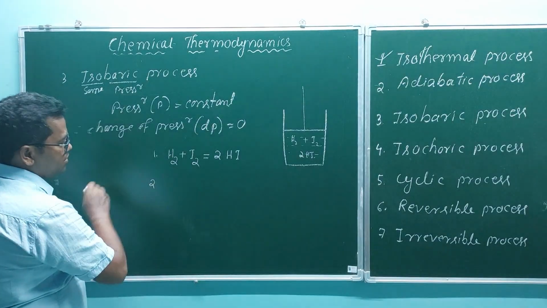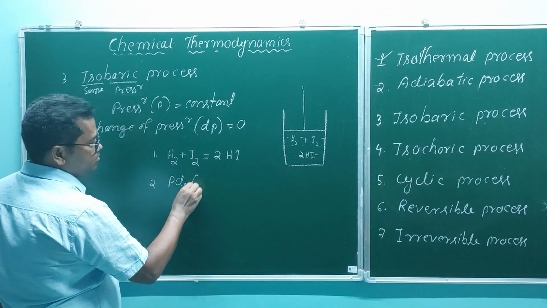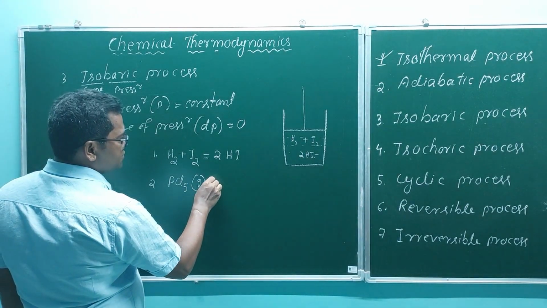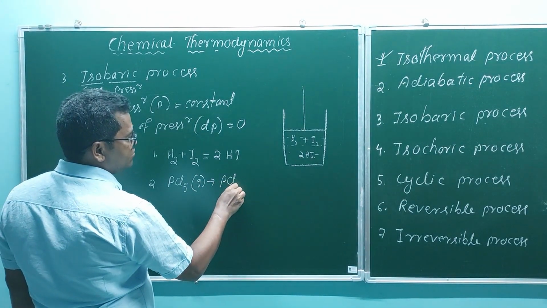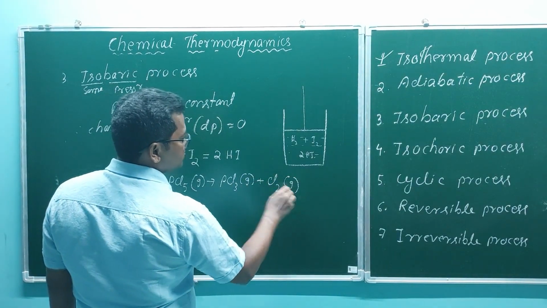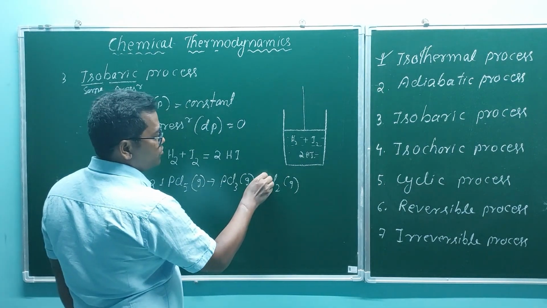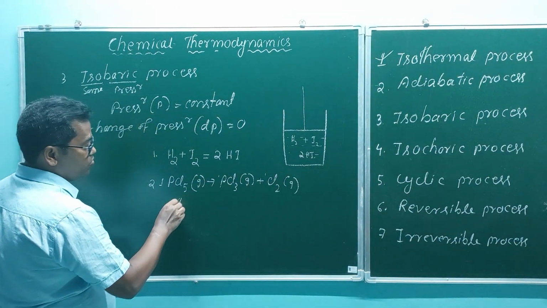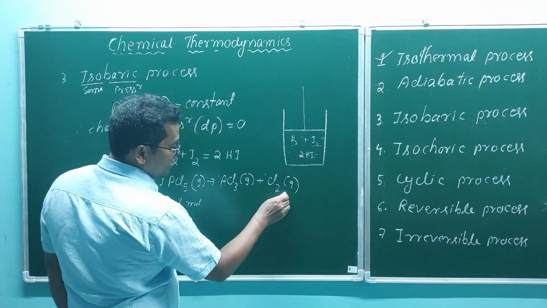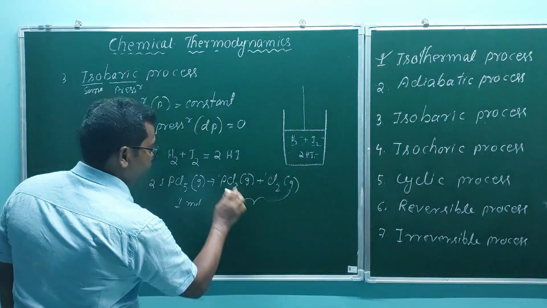Second example, let us take the dissociation of PCl5. PCl5 gives PCl3 and Cl2 gases. See here, 1 mole gives 1 and 1, that is, 2 moles in total.